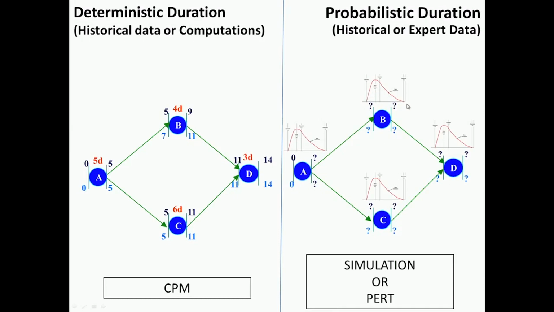Similarly, B has another distribution that will define its duration. Here I have basically shown the symbol of a duration. This does not mean that A, B, C, D all have the same distribution. I have just shown an icon for a distribution to say that A, B, C, D will all have a distribution to model the duration.